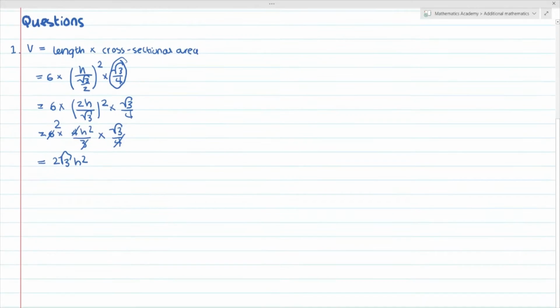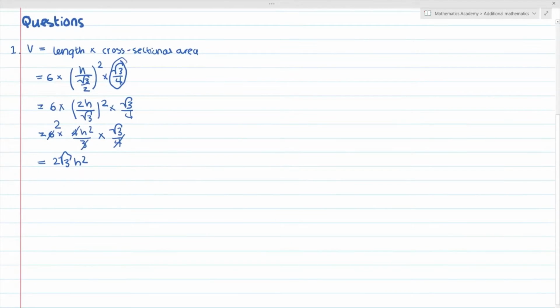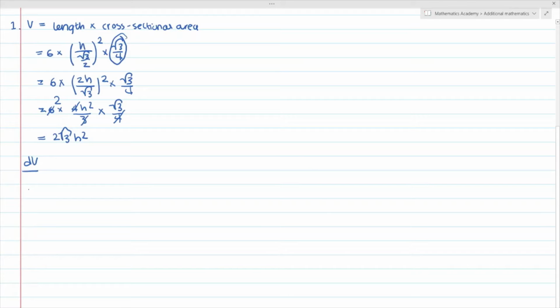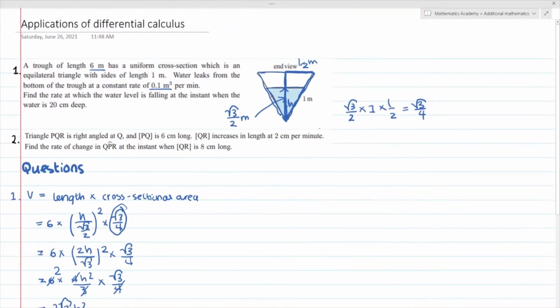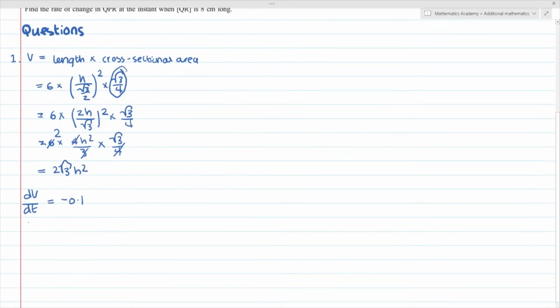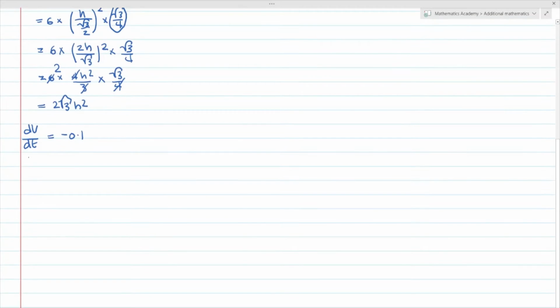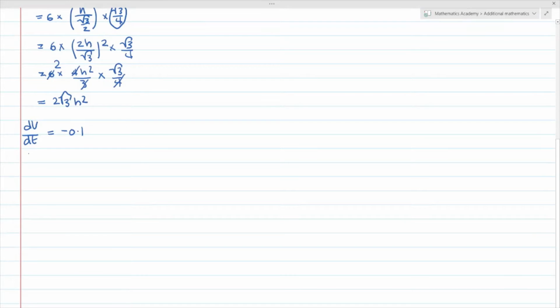Okay, so now we look to what we know about the original quantity, which is volume, and we know that the volume varies such that dV/dt is negative 0.1, and that's because the volume decreases at a constant rate of 0.1 meters cubed. Okay, and so now what we're looking for is dh/dt, and we can relate dV/dt to dh/dt by using the chain rule. That just tells us that dV/dt is equal to dV/dh multiplied by dh/dt.